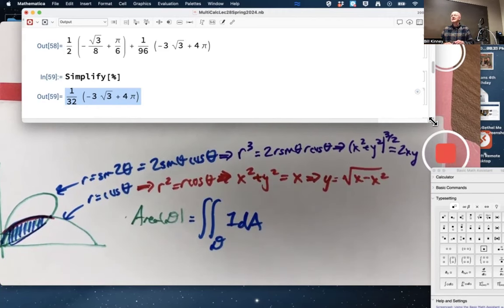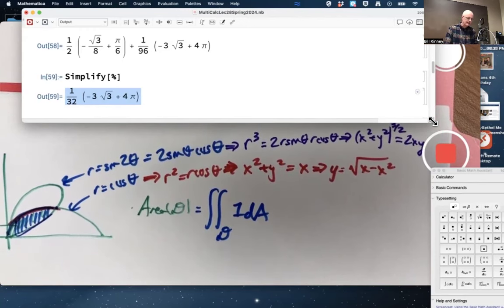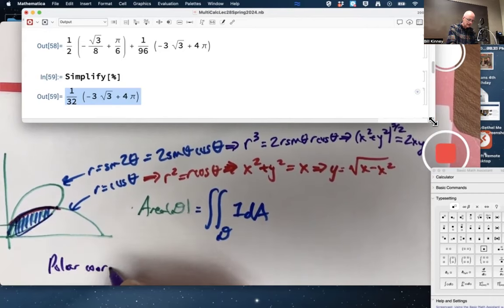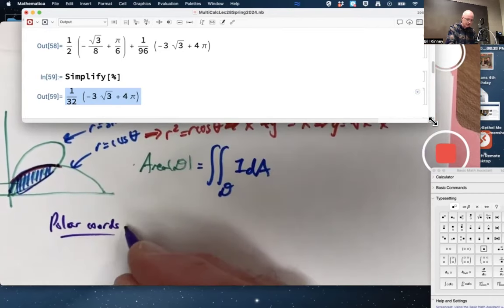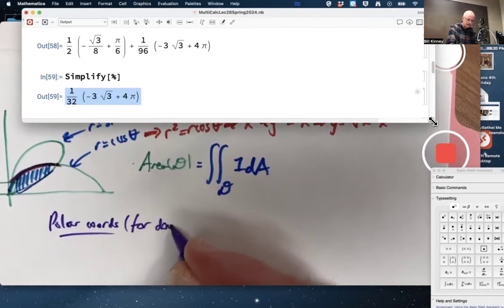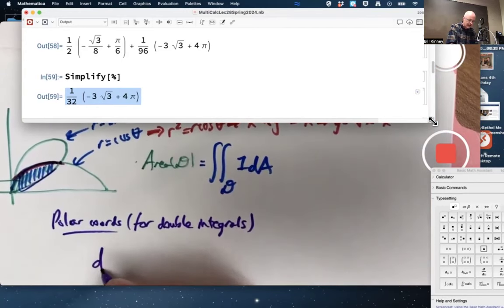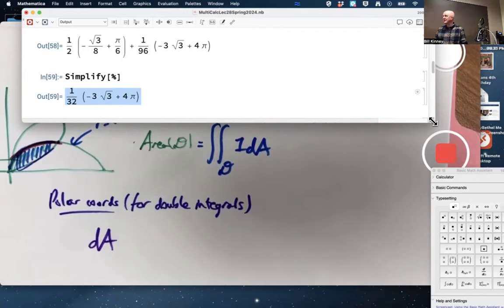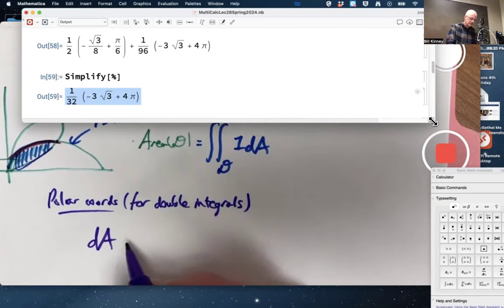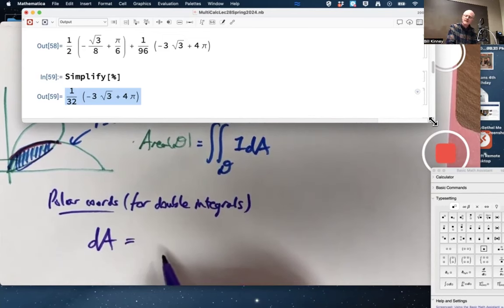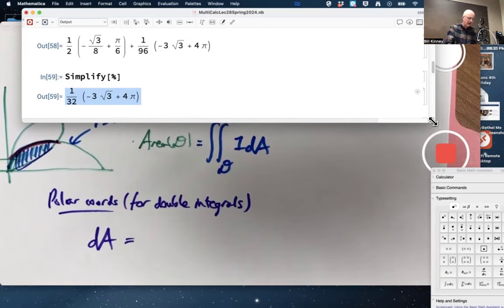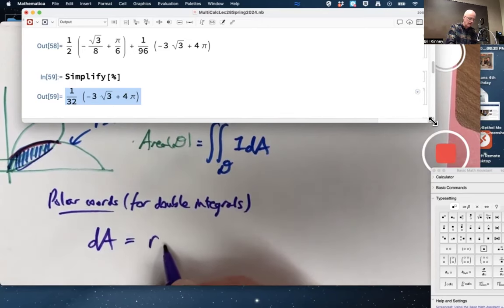Hard. Is it easier in polar coordinates? And what do I mean by polar coordinates? When you're doing double integrals in polar coordinates, instead of using dA equals dx dy or dy dx, you use dA equals what? dr d theta? d theta dr? No, neither of those. You make a slight modification. You do it as r dr d theta.